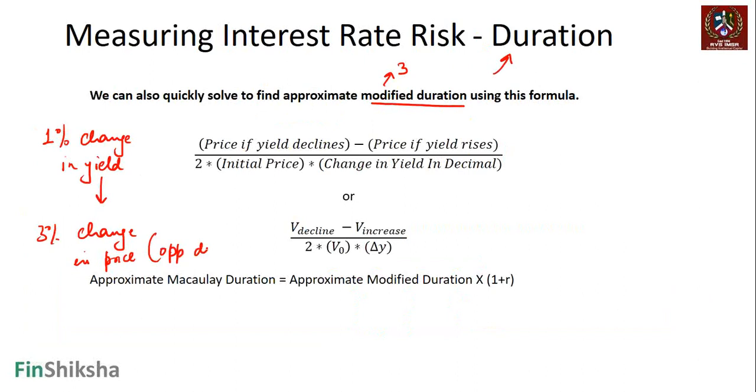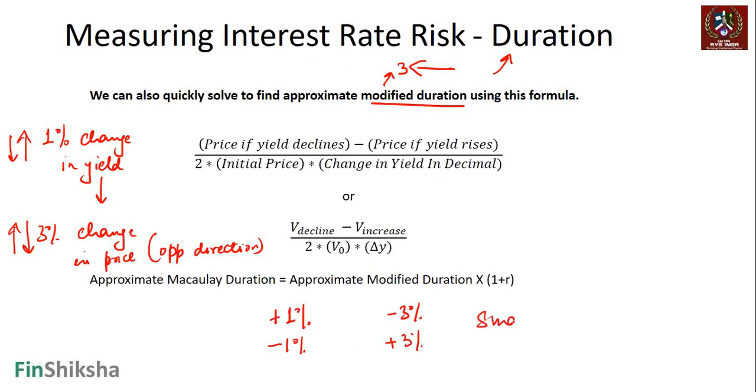Remember, price will move in the opposite direction. So if yield goes down, price goes up. If yield goes up, then price goes down, right? So a modified duration of 3 would signify that with a 1% change in yield, approximately a 3% change in price should happen. If yield goes up by plus 1%, then price will go down by 3%. If yield goes down by minus 1%, then price will go up by plus 3%. This usually works for small changes in yield.